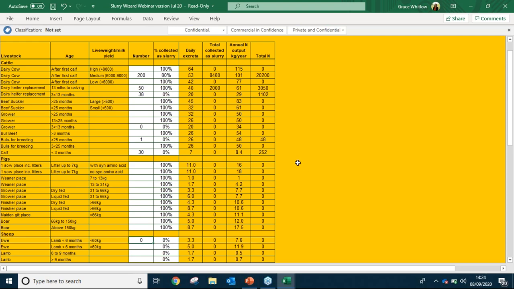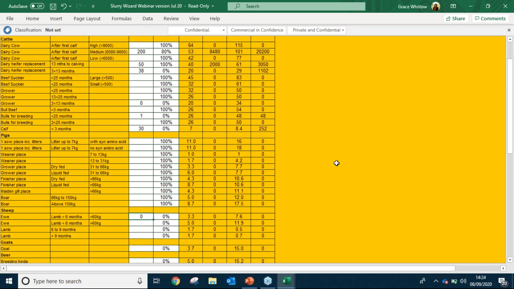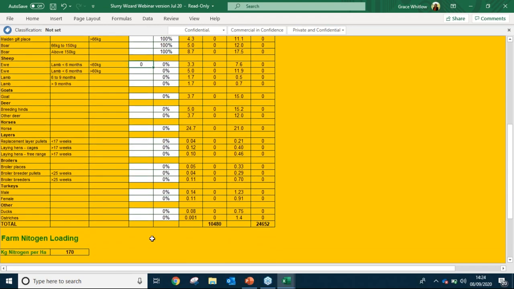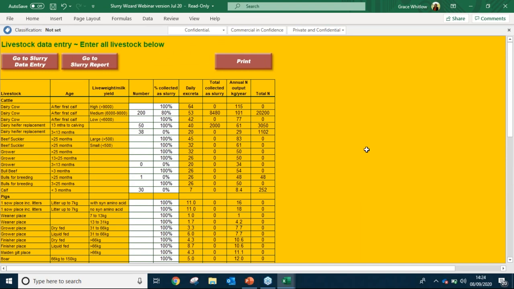So he's now simplified his system, and he's got rid of some livestock from his farm, and lo and behold, he's now at 170 kilograms of nitrogen per hectare, which is just compliant, as you'll know.